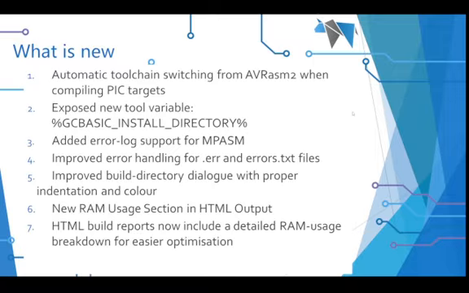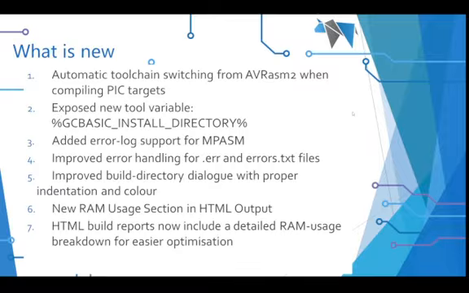7 new items. Automatic chain switching. So it will actually automatically switch now from AVR-ASM, when you're compiling a PIC, it will automatically switch to a compatible compiler. I'll show you that in a minute. I've exposed new tool variables, the GC basic install directory, which is sort of important because we couldn't add error logging for MPASM. I'll show you this. MPASM, some of you may still use it. We've actually enhanced the error reporting on that.